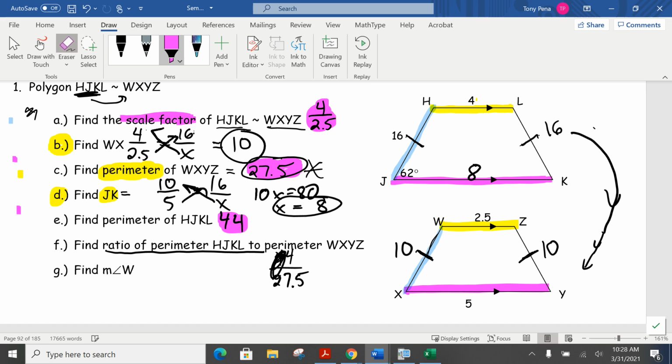Oops, come on. Oh my gosh. Doesn't want to erase here. So let me try this one more time.